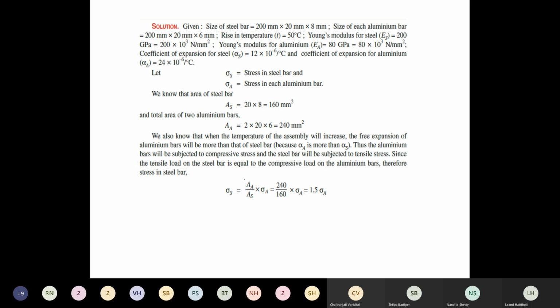Next, first let us calculate the area now. See, area for steel. Which area should you consider? Cross-sectional area. Remember this, right? So it is 20 into 8. Let me tell you in the previous slide what is cross-sectional area.